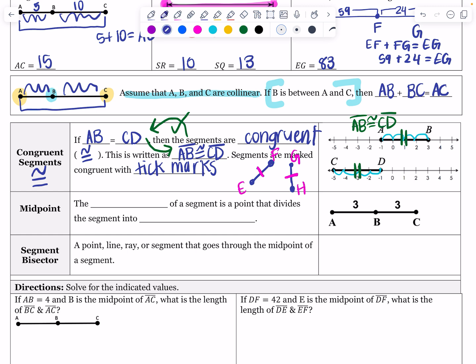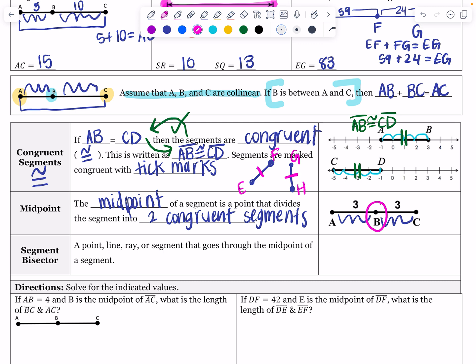All right, so then what is a midpoint? The midpoint of a segment is what it sounds like. It's going to be a point that divides the segment in the middle. So it's going to divide the segment into 2 congruent segments. It's going to cut it in the middle. So it's the point that does that. So if we have A to B is 3, and then B to C is 3, that means that B must be perfectly in the middle of this segment, so point B would be the midpoint.